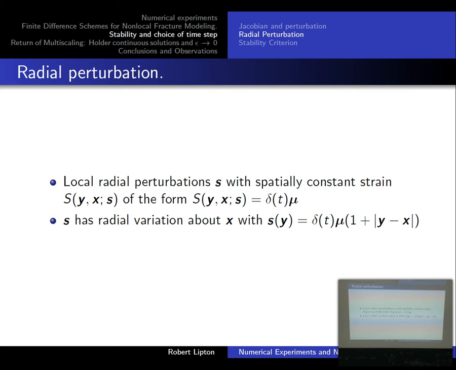So what we're going to do now is take a special perturbation that we can somehow do analysis on. We take a radial perturbation such that the strain associated with this is simply a temporal component multiplied by a vector. So S will have radial variation about X, and the actual perturbation S at the point Y will be related to its value at X according to this radial perturbation. So this is a constant vector. This shows when X equals Y, you're actually at delta U mu, and otherwise you're varying radially. So I'm just going to look at a peridynamic neighborhood and investigate stability there and just see what occurs.